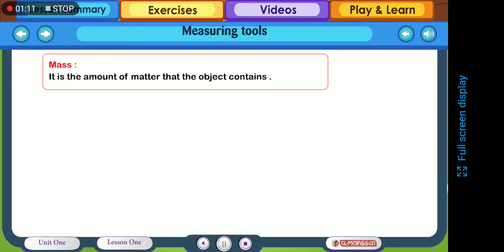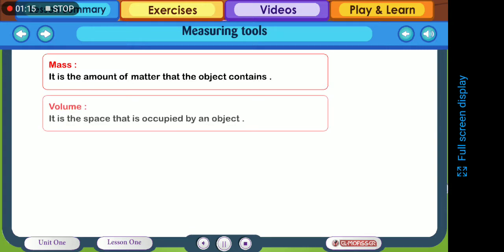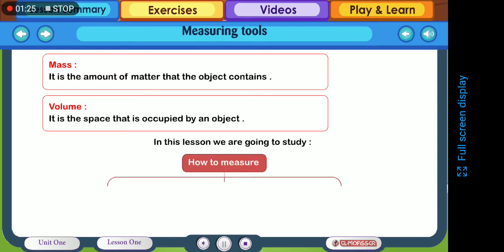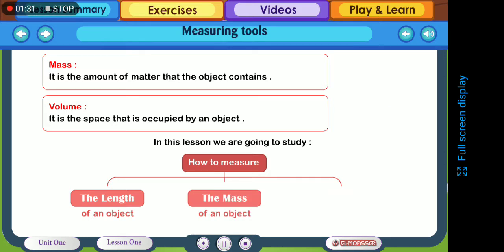Mass. Mass is the amount of matter that the object contains. If your mama put 2 kilos of mango in the case, the mass is the amount of mango in this case. So mass is the amount of matter that the object contains.